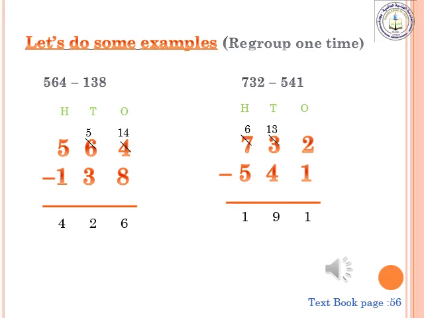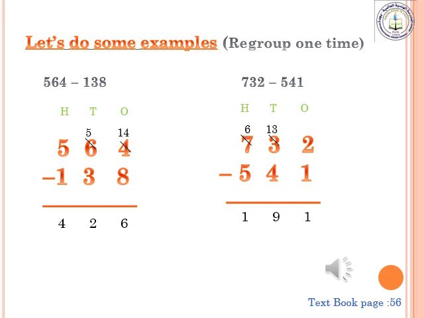Now in hundreds place 6 and tens place 13. Can you subtract 13 minus 4? Yes. Keep 4 in your fingers and count backward of 13: 12, 11, 10, 9. Now you will get in tens place 9.